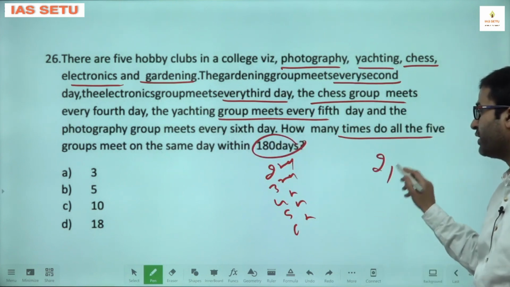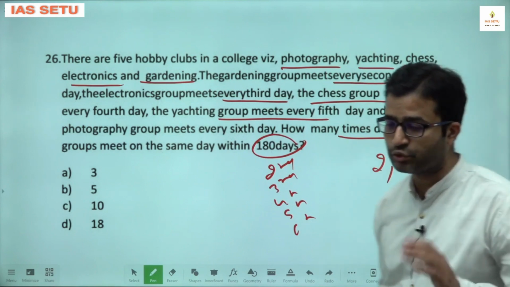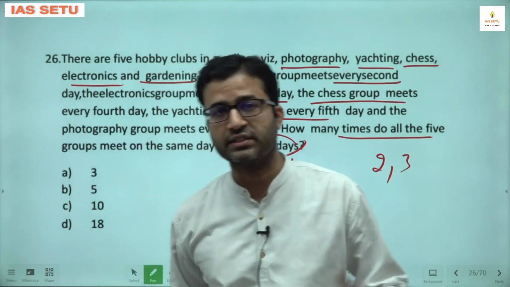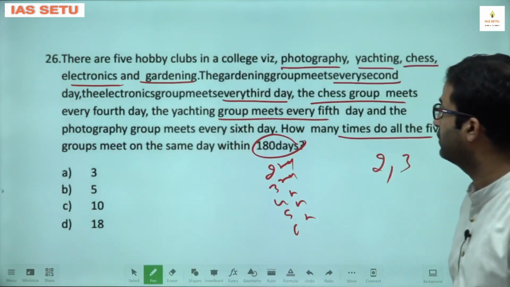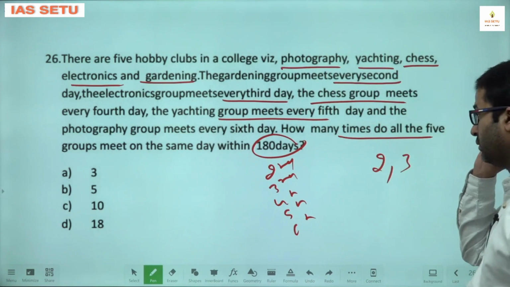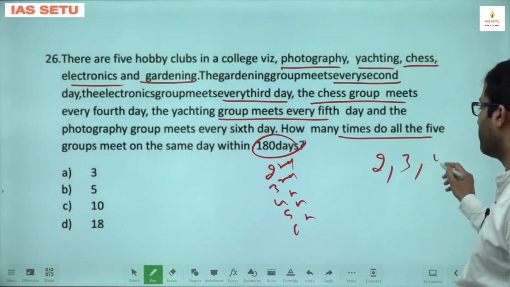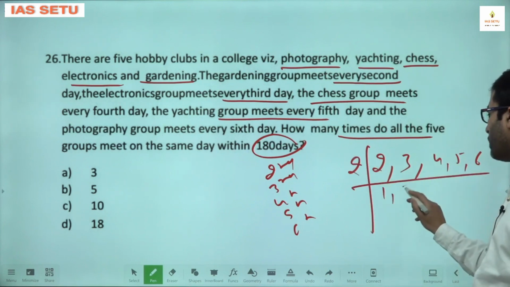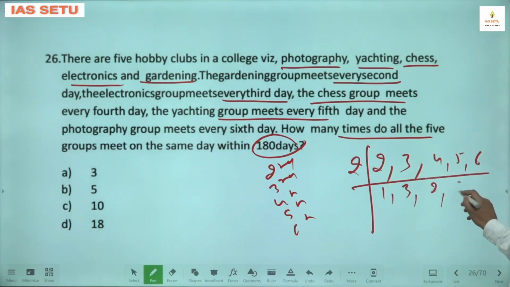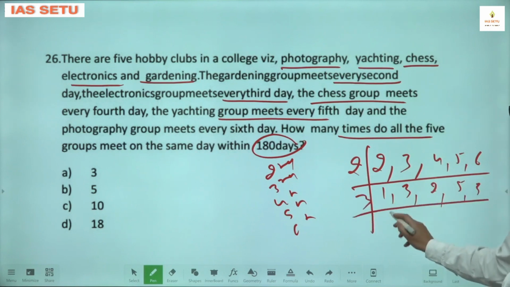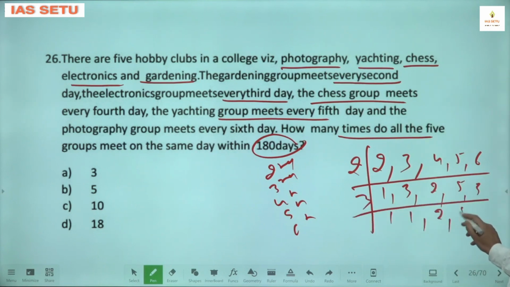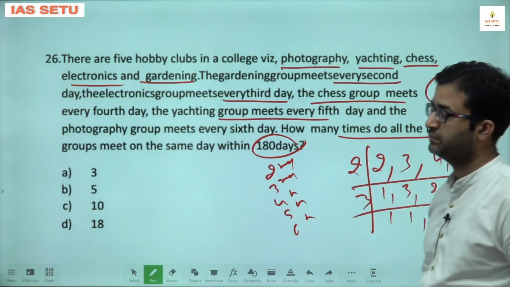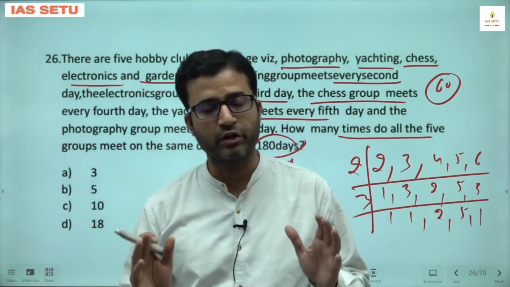So we have to find the LCM. Every second day means 2, 4, 6, multiples of 2, they are meeting. Every third day, sixth day, like this. So we have to take the LCM of 2, 3, 4, 5, 6. We take 2 common, 1, 3, 2, 5, 3. We take 3 common, 1, 1, 2, 5, 1, then 10, 30, 60. Every 60 days, all these 5 groups will meet together.